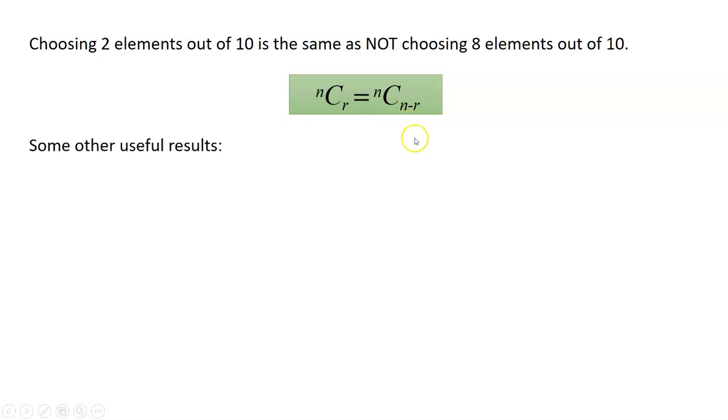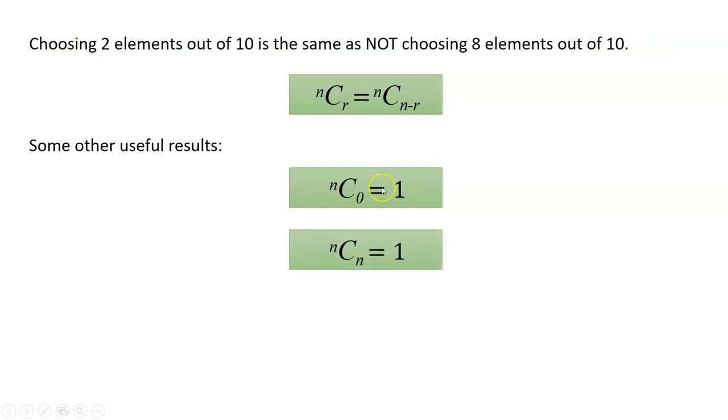Other useful results. N choose 0 is always 1. There is only one way to choose nothing from a group of objects. N choose n is always equal to 1. There's only one way to choose all of the objects that you have.